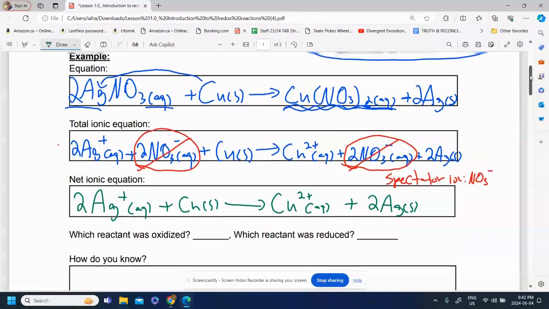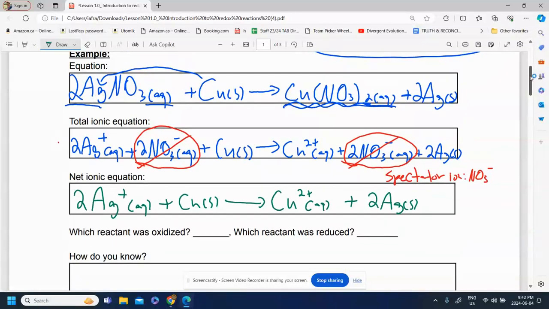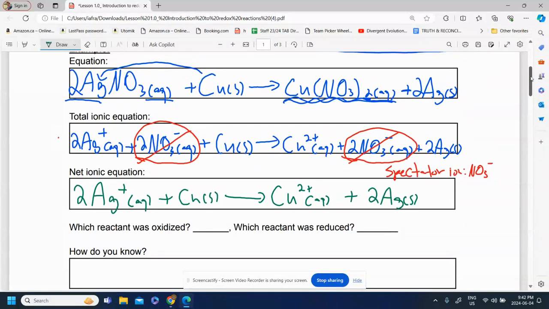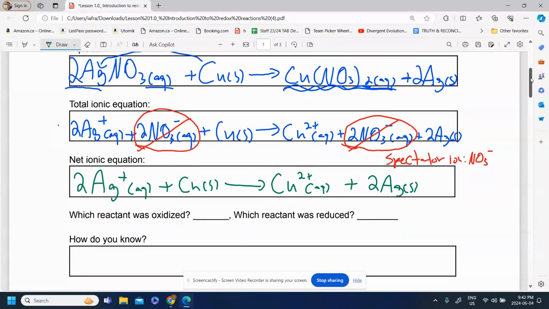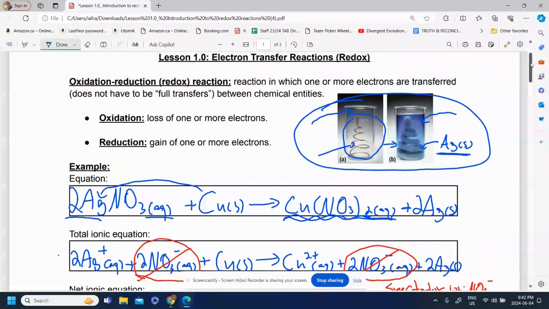So what we're going to do is take a look at some definitions, and based on the net ionic equation, we're going to try to figure out which substance was oxidized and which substance was reduced. And then how do we know? So this is actually a redox reaction.